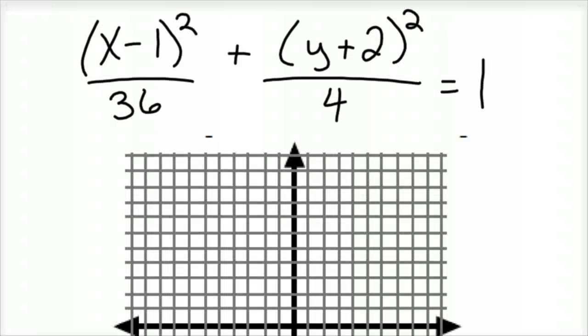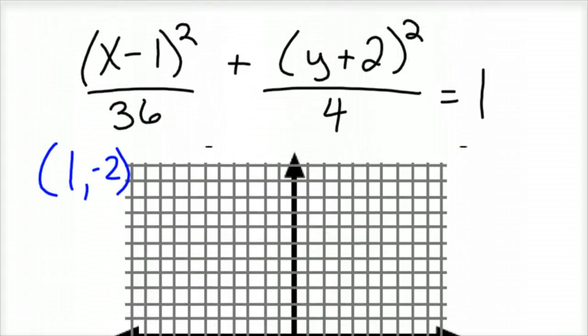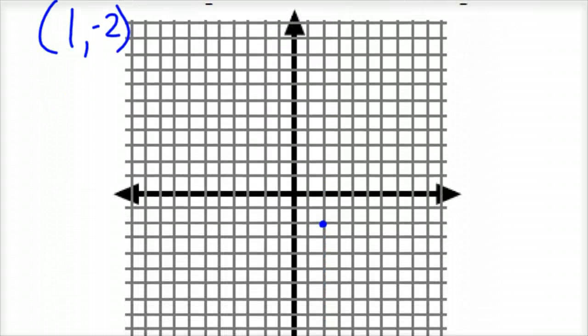So let me quickly run through one more problem. So stop the video and see if you can do this. I only have a minute left, so this is going to be quick. So here you go. The center of this vertex is 1, negative 2. So we go 1, negative 2. So right 1, down 2. Right there's my center. My major axis is underneath the x value, and it's going to be 6.